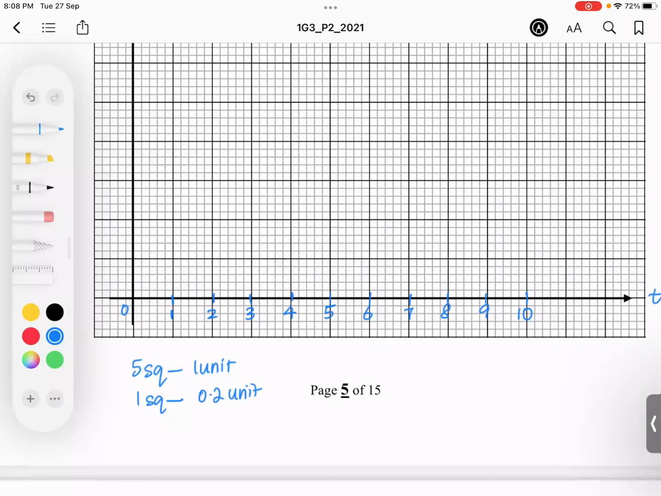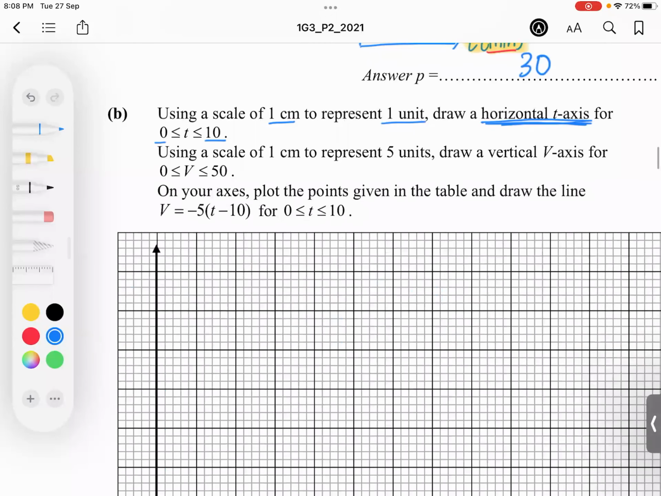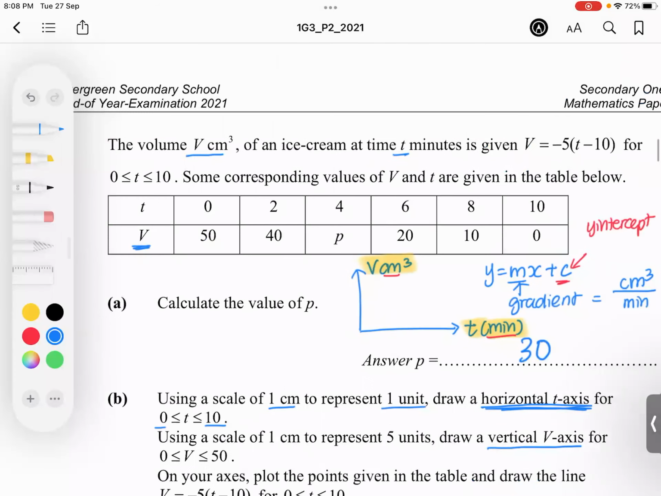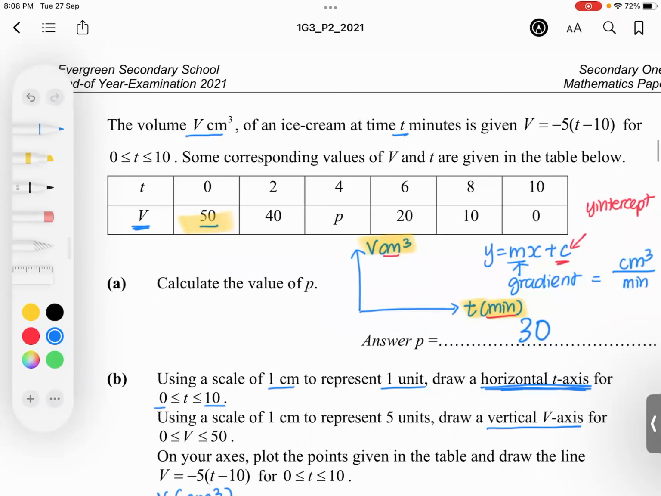Okay, now the vertical axis. So this is my vertical, so this will be my v-axis, which is in terms of cm cubed. They want me to draw all the way from 0 to 50, right? If not, then you should also observe the table of values in your question on your own. Draw until where? Stop at which number? The largest v value over here is 50, so my largest value will be 50.